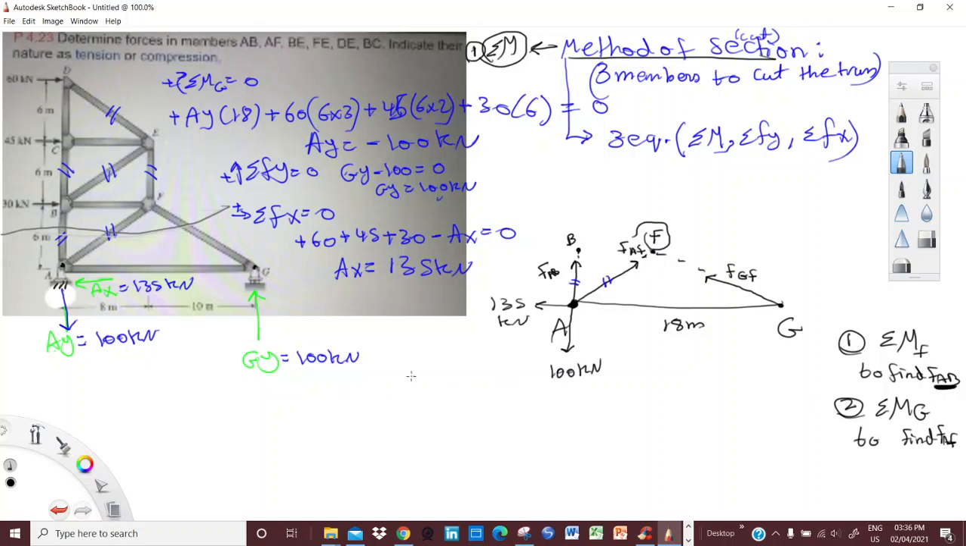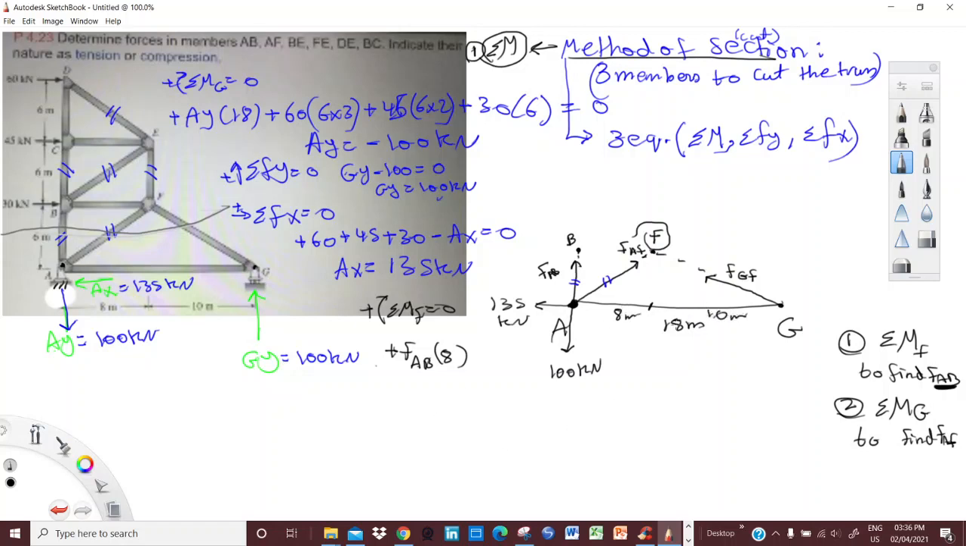So let's do summation of moment at F, clockwise positive. The summation of moment at F equals 0. FAB is going up, so it's going clockwise, so plus FAB times its perpendicular distance to F. Its perpendicular distance is 8. So this distance I call 8, and this I call 10 meter.